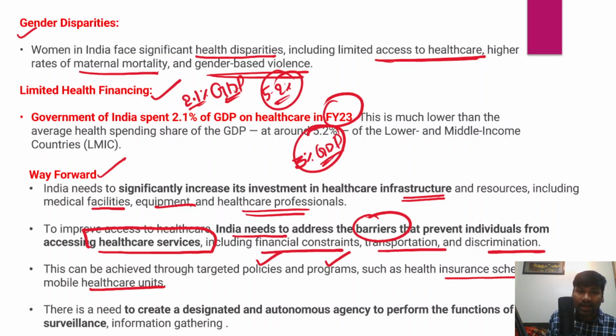And it is also very important that there is a need to create a designated autonomous agency to perform the functions of disease surveillance and information gathering. So all these things would help achieve the goal of right to health, or protection of everyone's right to health, right?